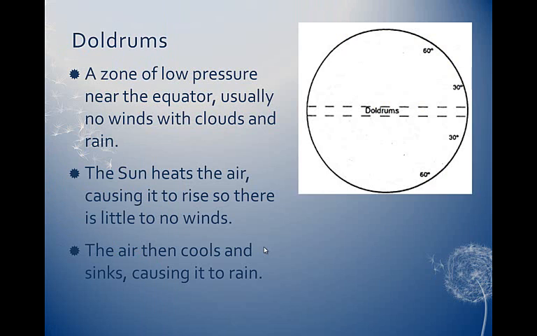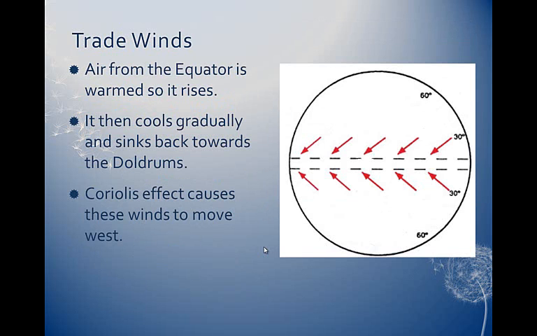Your doldrums are a region of low pressure near the equator, usually no winds with clouds or rain. The sun heats the air, causing it to rise, so there aren't very many winds because all the air is going up. The air will then cool and sink, causing it to rain. This is why it rains there a lot.